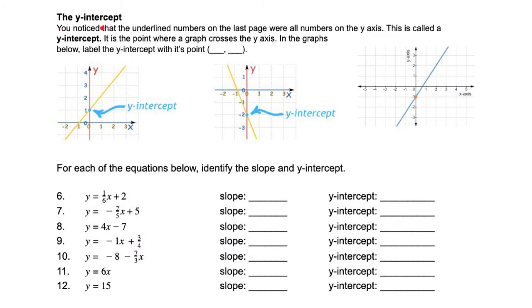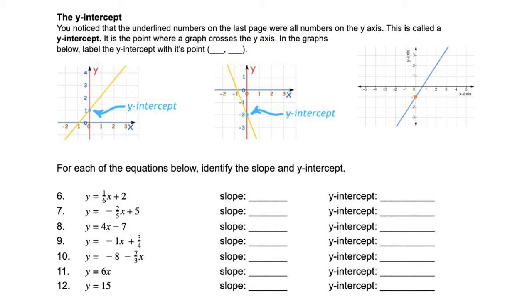Let's talk about what it means to be a y-intercept. This might be familiar to you. In the previous section, hopefully you noticed that the underlined numbers on the last page were all numbers on the y-axis. This is called a y-intercept. It's the point where the graph crosses the y-axis.